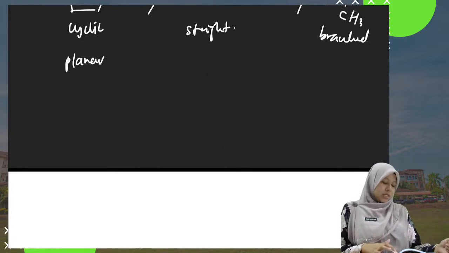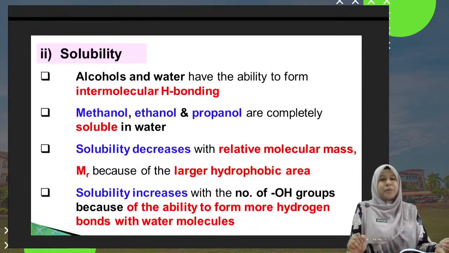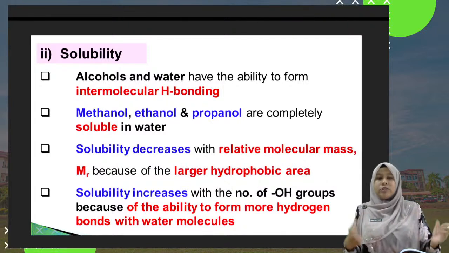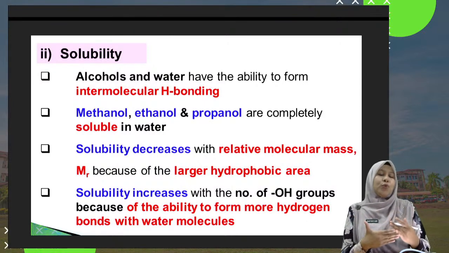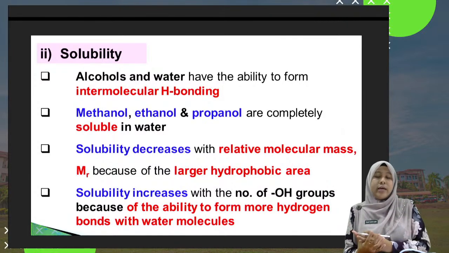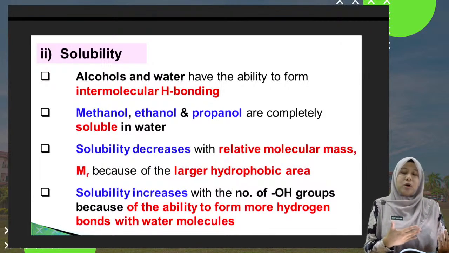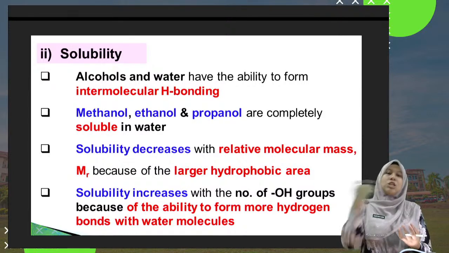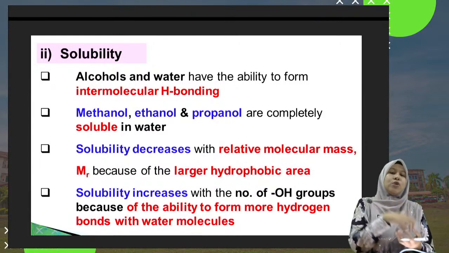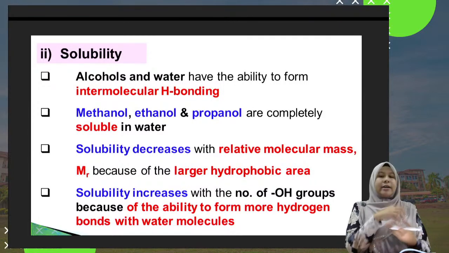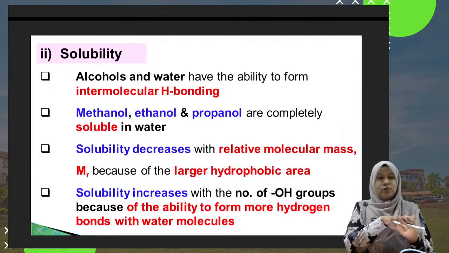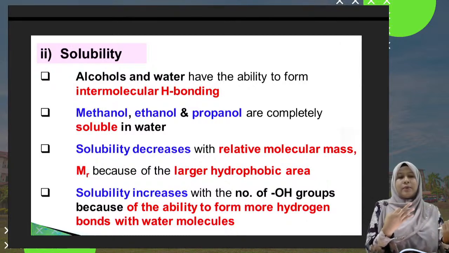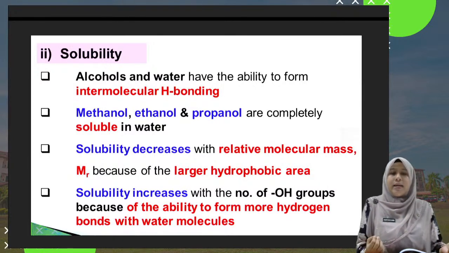Okay. Seterusnya kita tengok kepada solubility. So untuk solubility, alkohol dengan water, dia ada hydrogen bond. Dia macam konsep sekufu. Alkohol ada hydrogen bond dekat OH. Water also has contain hydrogen bond. So bila alkohol kita orang kata apa, dissolve dia dalam water, so it can soluble in water because it can form hydrogen bond with water molecule. So for methanol, ethanol, propanol, which means 1 until 3 carbon for OH, completely soluble in water.